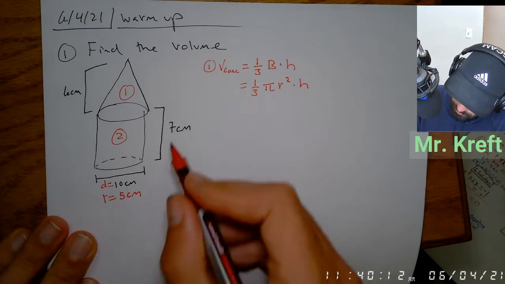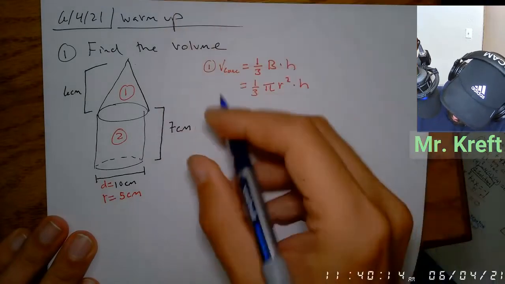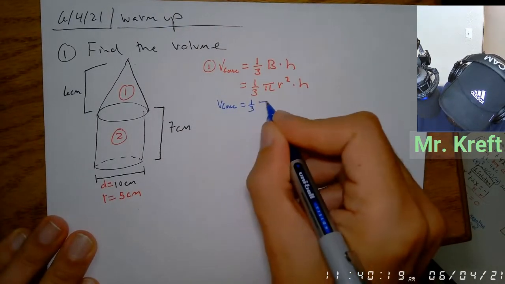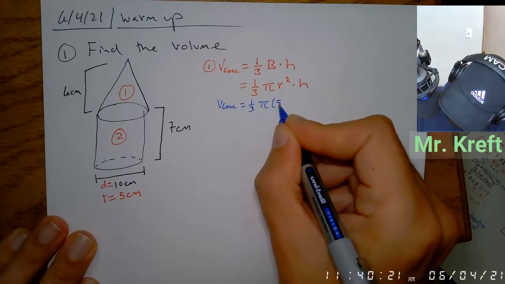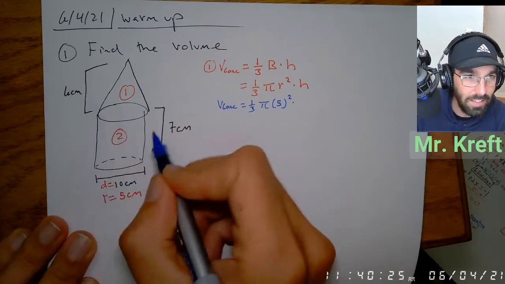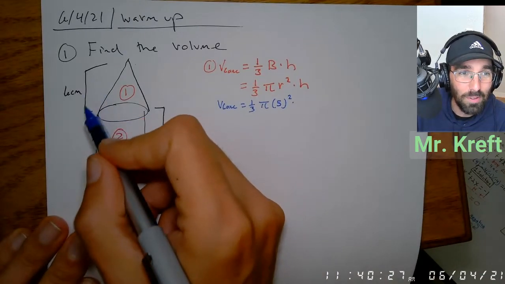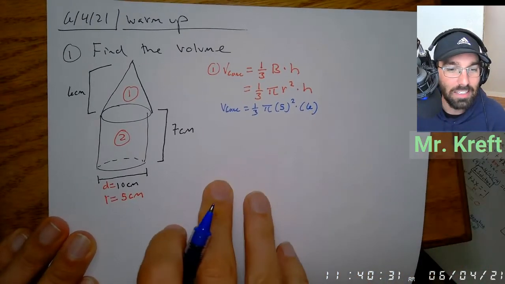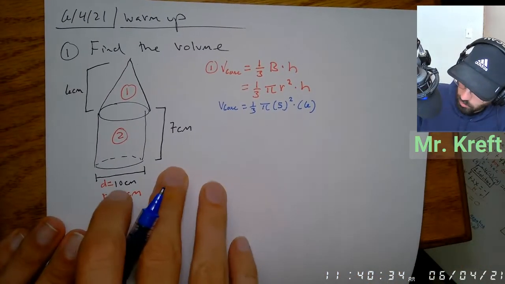Okay, so my radius equals 5 centimeters and my height is 7. So I know then that the volume of my cone is 1/3 pi times 5 centimeters squared times, now we've got to be careful here. Did I say 7? The height of the cone is 6. So the height of the cone is 6. That could be an easy mistake to make there.